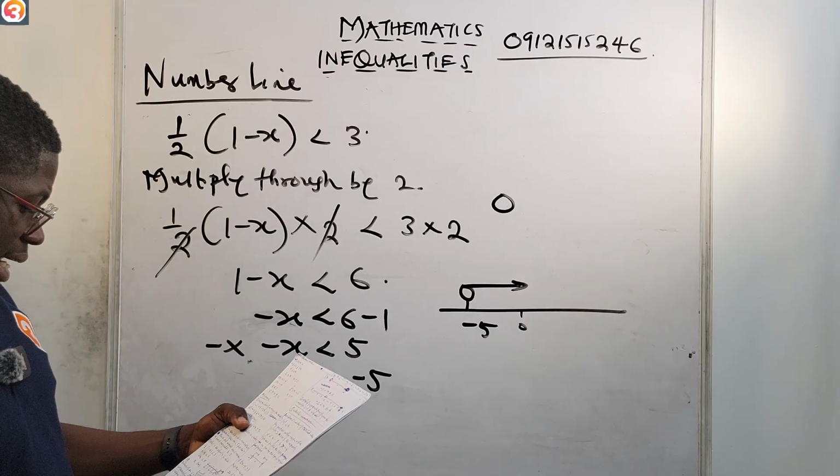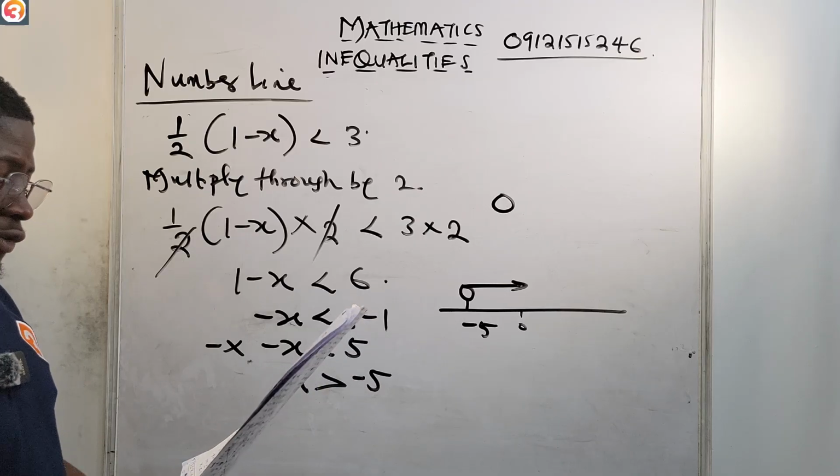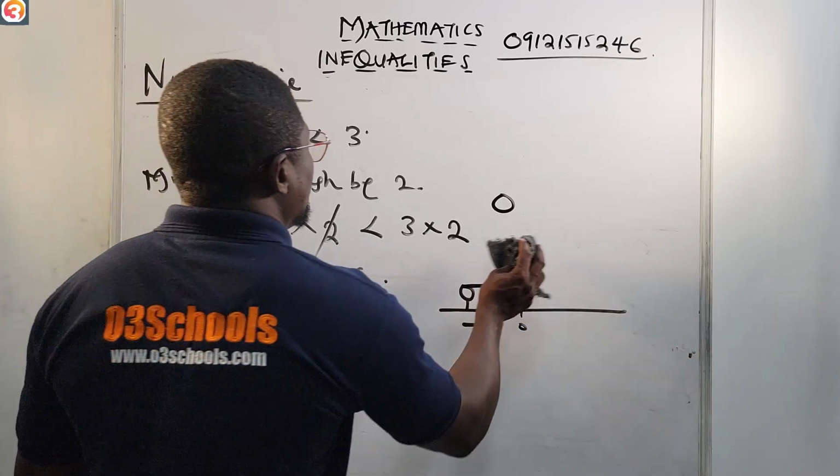Let's see another one. Which of the following is the correct representation of the solution of the inequality? By having another one, x.